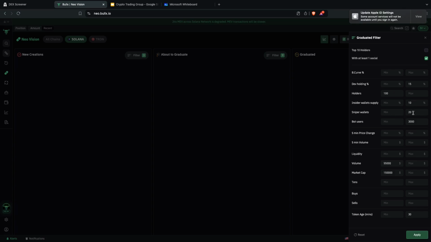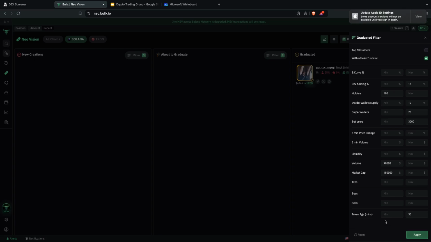The sniper wallet should be around 20. Then the bot users should be less than 3,000. The volume, we could also put it above 90,000 US dollars. That's absolutely perfect, but I usually love having it at 55,000. On average, even if you had to put it at 90,000, that would still be okay. Because to me, the most important factor when analyzing the graduated coins is the market cap.